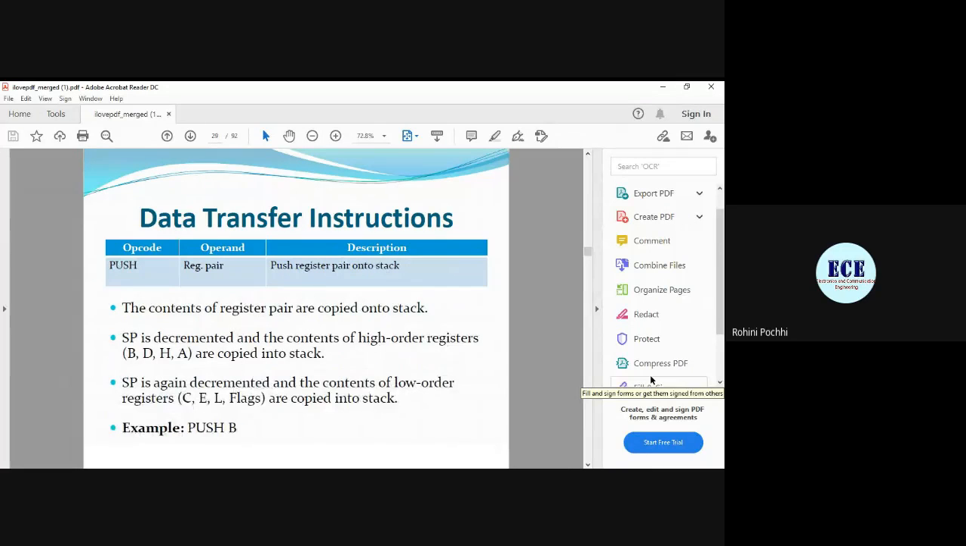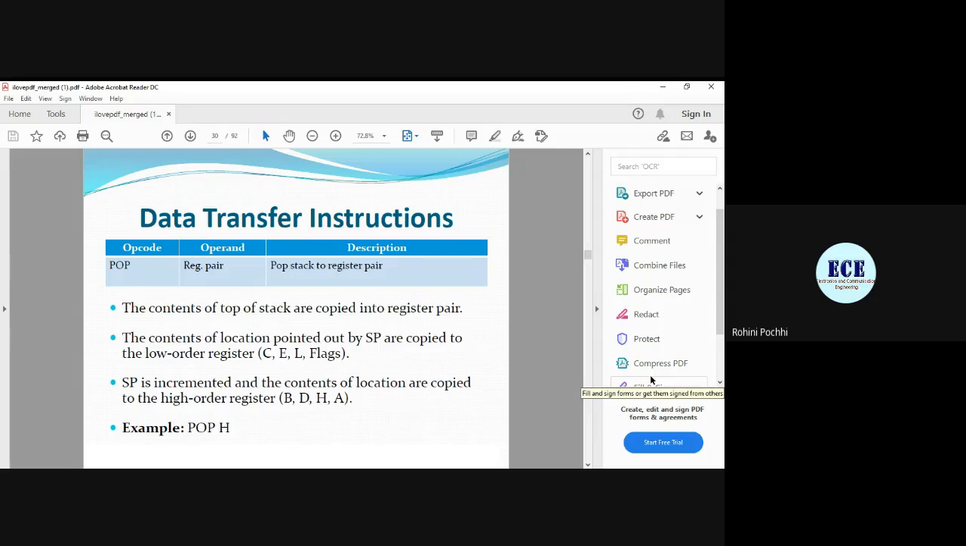Push. There are two major operations while performing any type of program, that is push and pop operation. Push register pair onto the stack. The content of the register pair is copied onto the stack. The SP is decremented and the content of the high order register, that is B, D, H or A, is copied into the stack. SP is again decremented and the content of the low order register, that is C, E, L or flag, is copied into the stack. Push B means the data of B is pushed onto the stack.